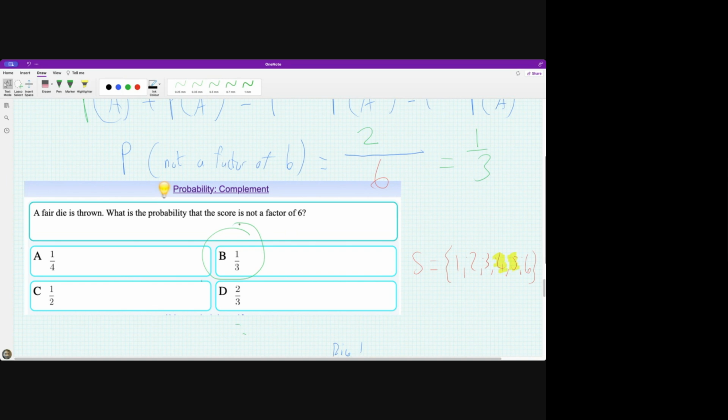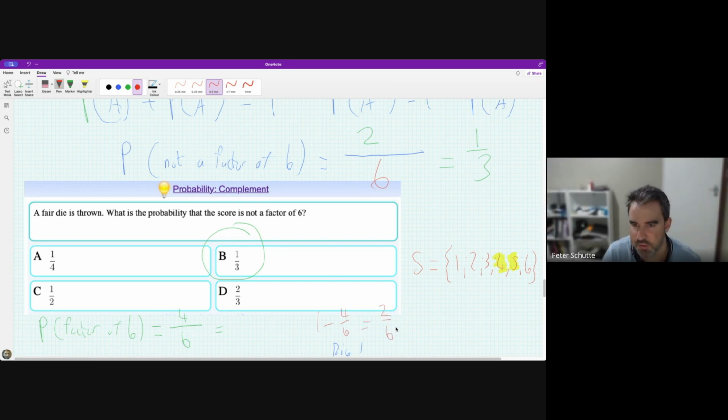Now, what's difficult about that is the word not. And so some people would say, why don't you work out the probability of something being a factor of 6 and then subtract it? So what you could have done is you could have said, look, the chance of getting a factor of 6 is 4 out of 6. And then all you need to do is say 1 minus that to get your answer. And so it would give you the same answer, which is 1 out of 3. But it just depends on how you see the question.